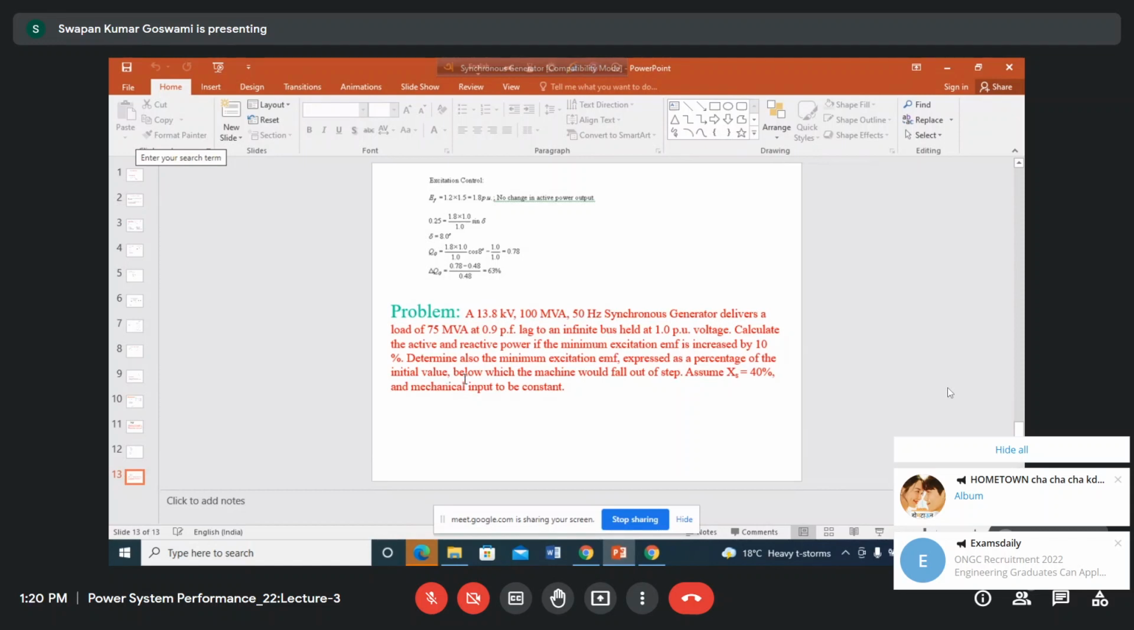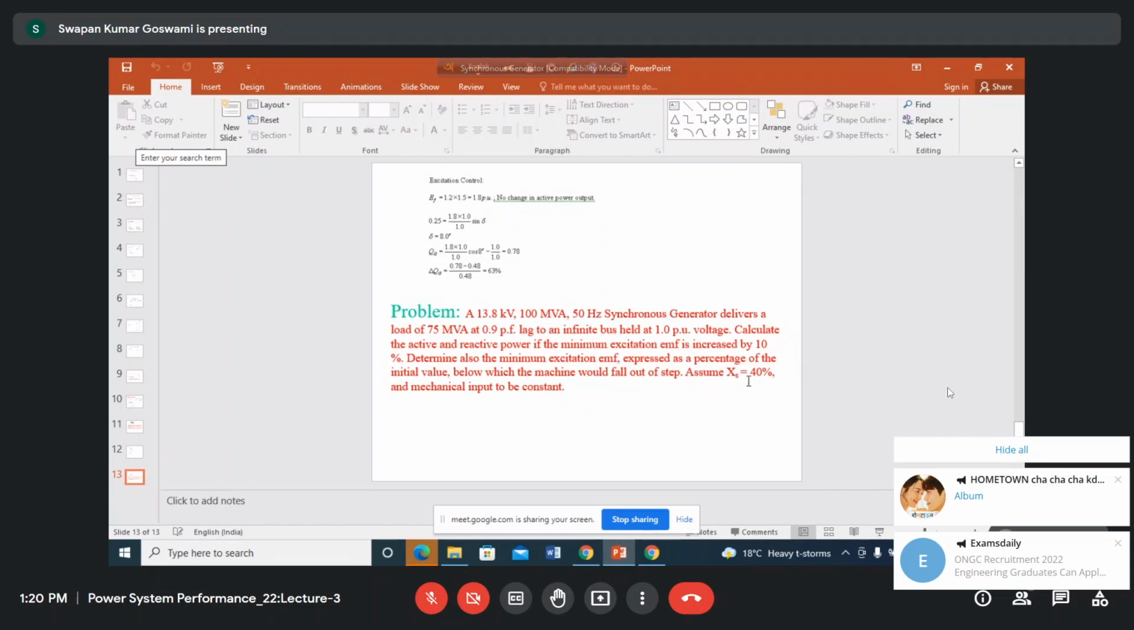And EF and field current are proportional. So from there, you can see what is the value of EF. That is the minimum permissible value of EF. Express that EF as a percentage of the EF calculated in the first part. That is the problem to be solved here.